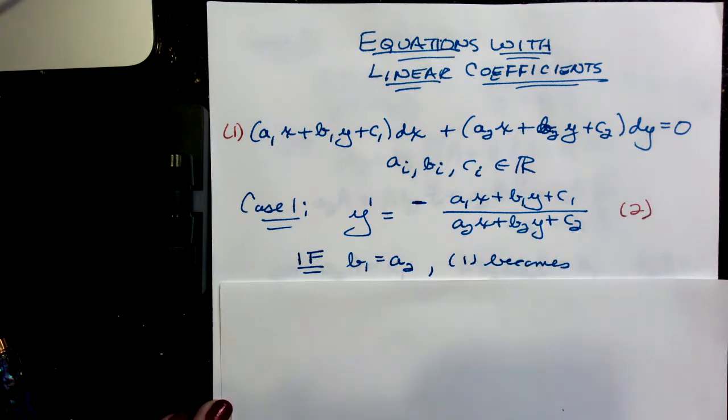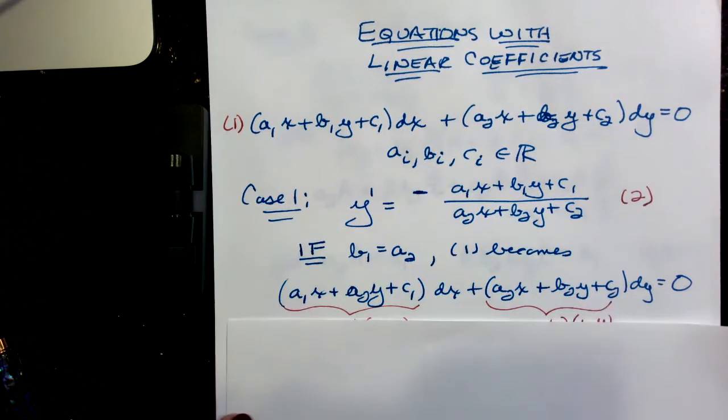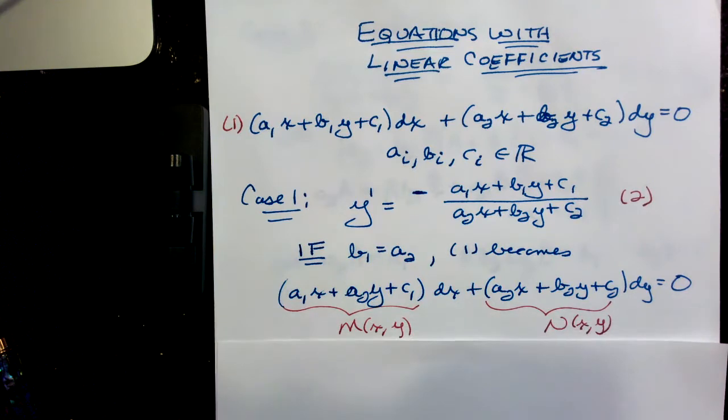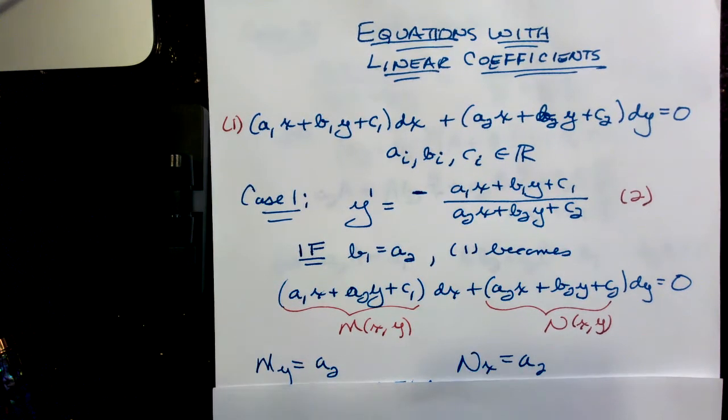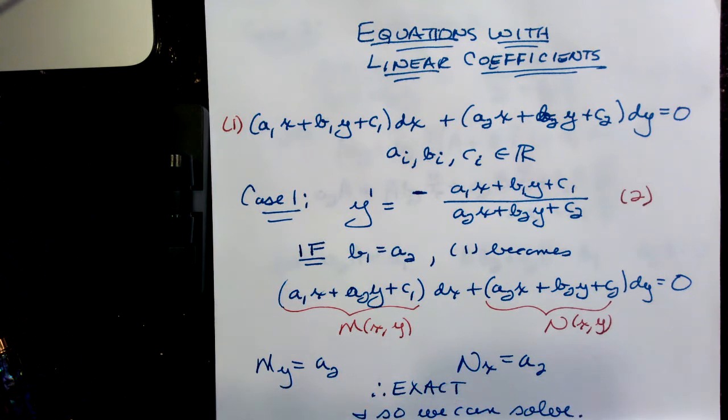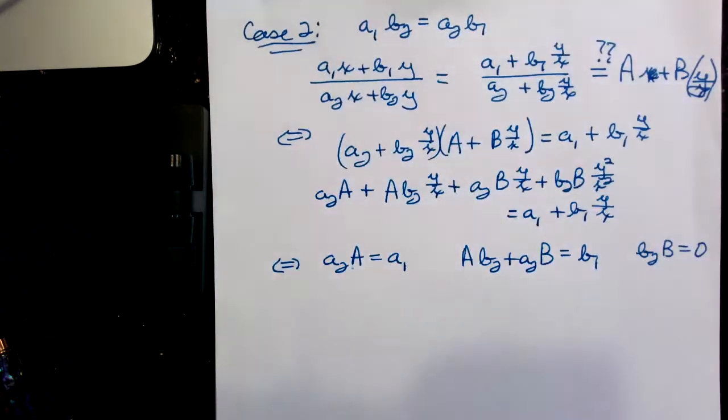And actually, we don't need equation two for that. Let me rewrite one, and instead of b1, I'll put in a2. And I'll call that coefficient of dx m and that coefficient of dy n. So I bet you can guess where this is leading. If I take the partial of m with respect to y, I get a2. And if I take the partial of n with respect to x, I get a2. So this equation is exact, and we can solve it by the methods we learned already. So we won't talk any more about that because you already know how to do that.